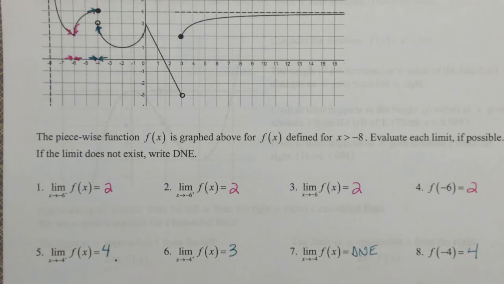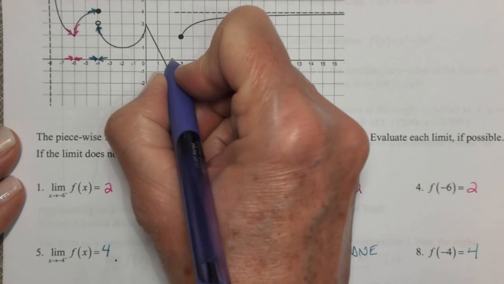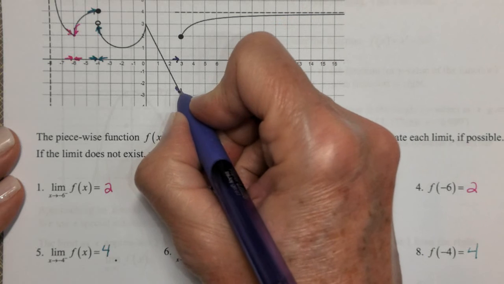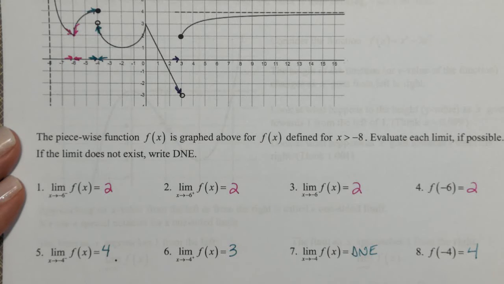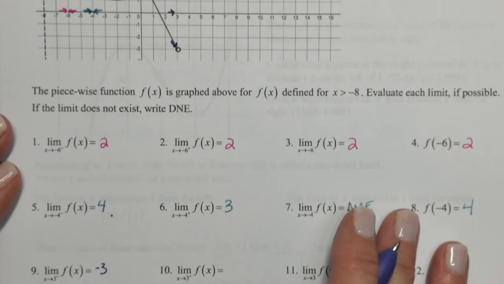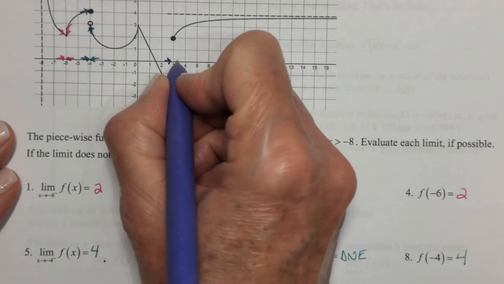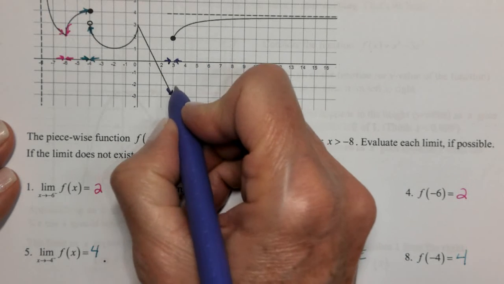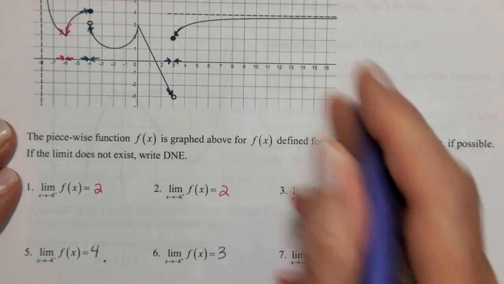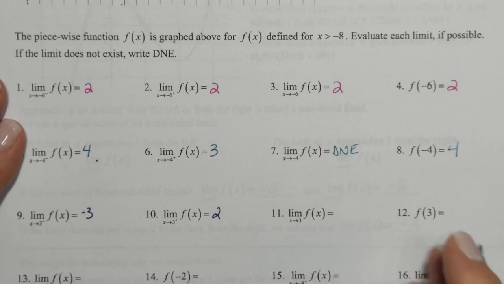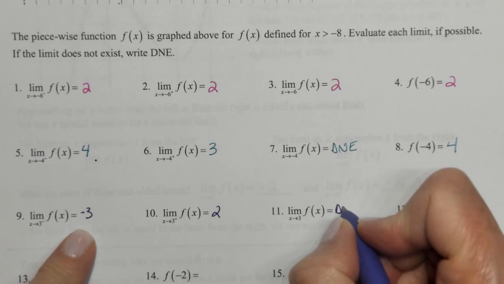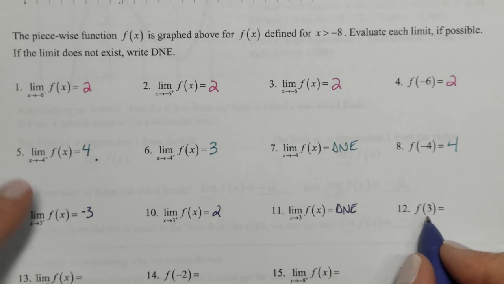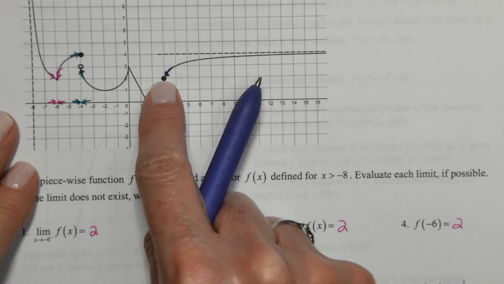Okay, let's approach 3 from the left. Positive 3 from the left. So from the left, we're going to be down here, and the function is approaching -3. So that limit is -3. From the right, the function value is approaching 2. So that limit will be 2. Since those are not the same, this limit does not exist. The actual function value, f at 3, is 2.